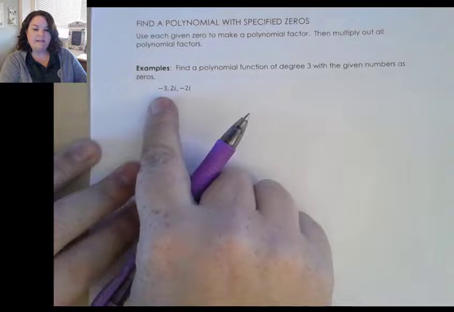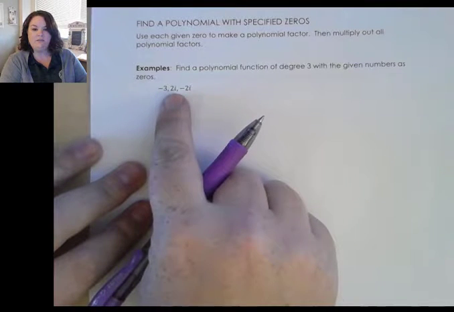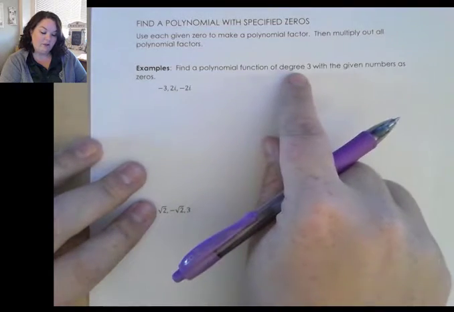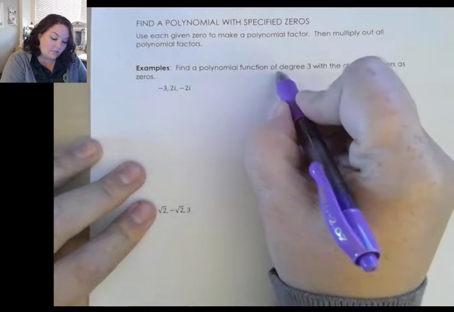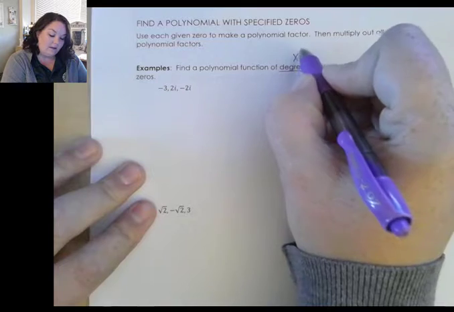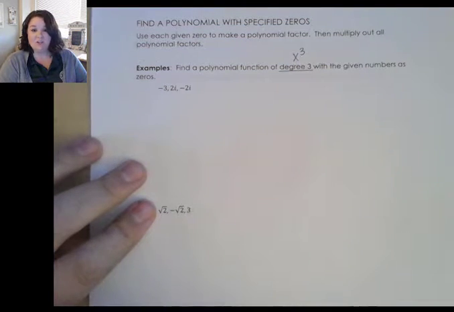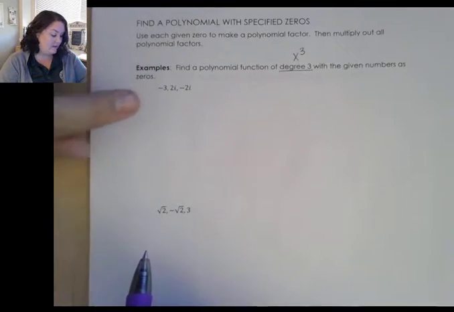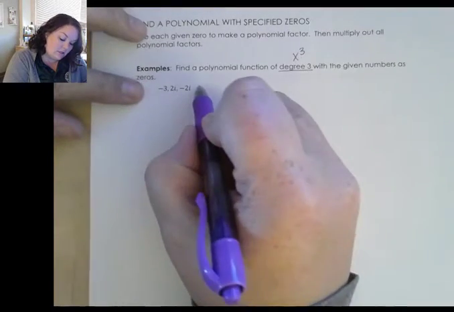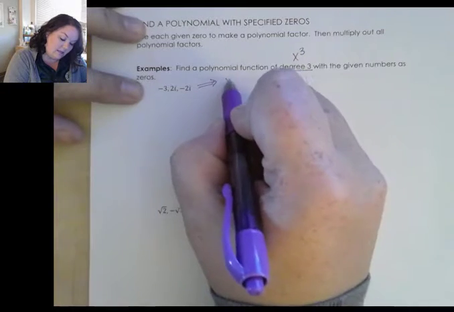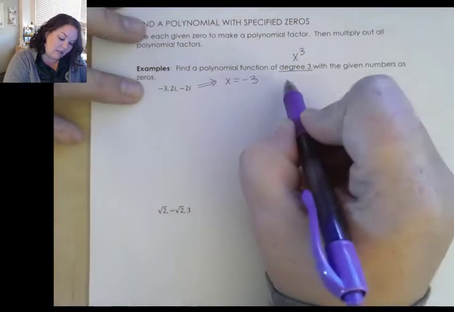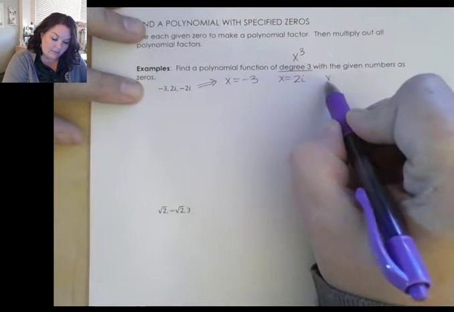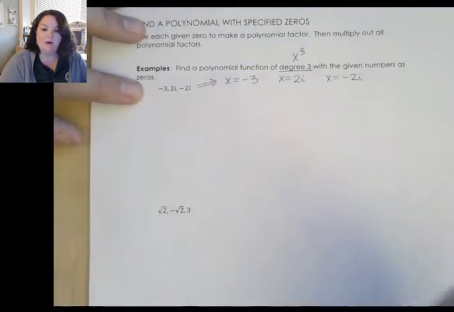On this one, we're given the zeros -3, 2i, and -2i. And it says we want to find a polynomial function of degree 3. So when you see degree 3, that means we should end up with an x cubed as our highest power. If it's telling us we ended up with these zeros, that's saying we ended up with x equals -3, x equals 2i, and x equals -2i.